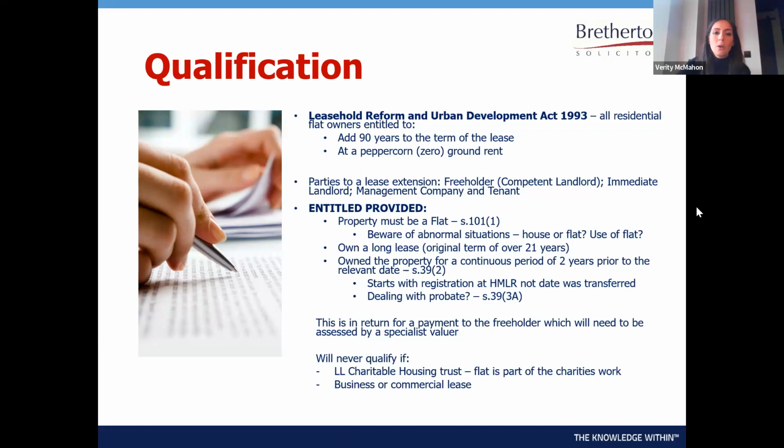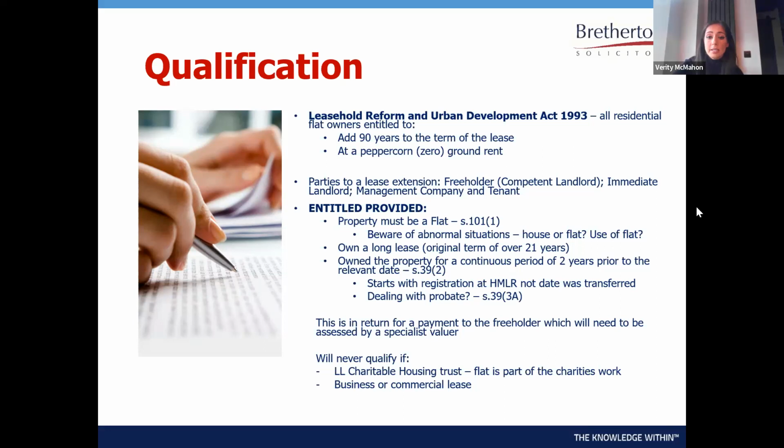So there are qualification elements to have a statutory lease extension. The Act under which this falls is the Leasehold Reform, Housing and Urban Development Act 1993, and this entitles all flat owners to a 90-year lease extension in addition to the unexpired term that they've got on the property, and reduces their ground rent to zero. So this is beneficial obviously for those leaseholders that have a short lease or very high ground rent. It's also on the same terms as the current lease. So we normally do this by way of a lease by reference, but there are certain elements that can be varied in the lease extension process.